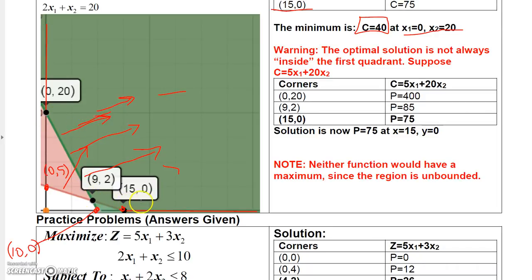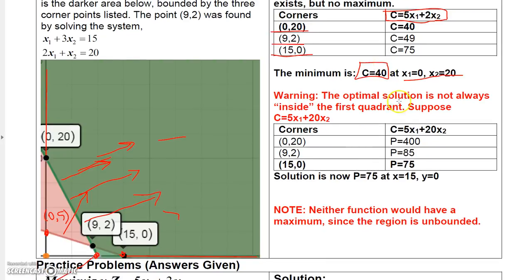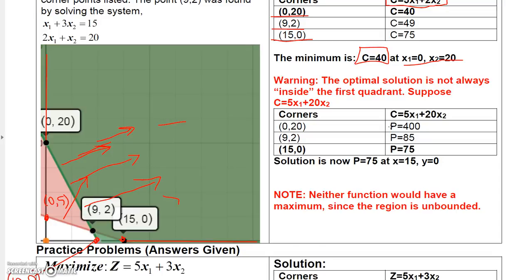You know, it can be the point on one of the axes. Okay, so let's change the objective function. Instead of 5x1 plus 2x2, let's make it 5x1 plus 20x2, and let's see what happens if we use those same corner points.